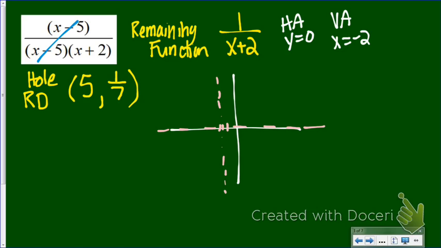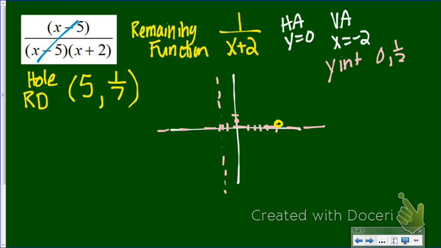I know this graph is not going to have any x-intercepts because the top can never equal 0. And I also know that the y-intercept, if I plug in 0 for x, I would get (0, 1/2). So that's my y-intercept. That helps me see the shape of this graph. And then I know there's going to be a hole at (5, 1/7). So I'll go over to 5. It's kind of hard to show 1/7 being so small, but I'll at least put a circle there towards the bottom.